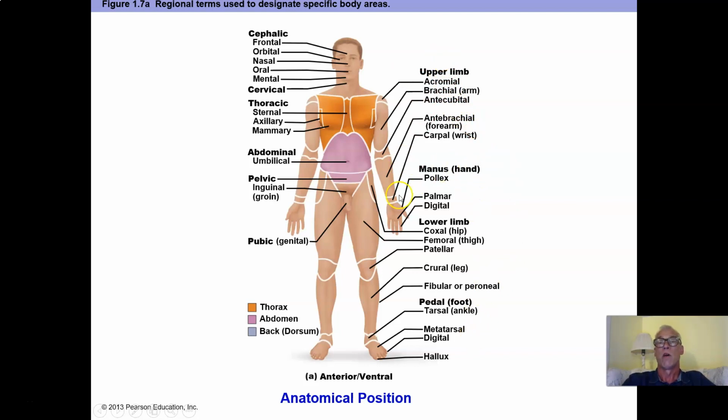For example, the carpal region. Carpal means of the wrist. Antebrachial means the anterior of the forearm. Anterior of the body is the front, right?